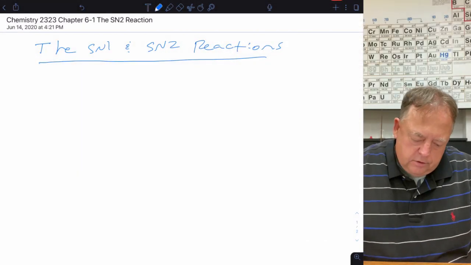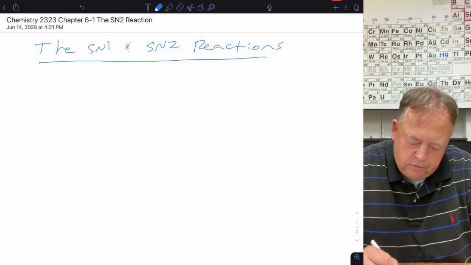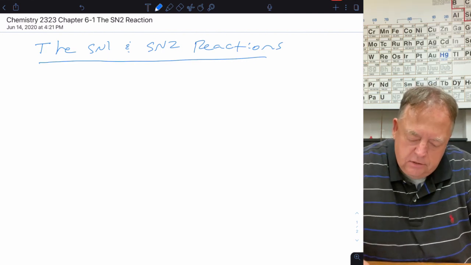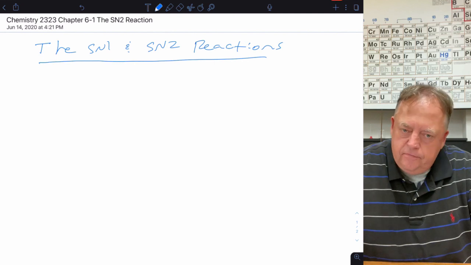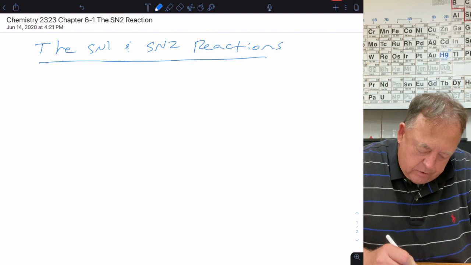Okay, so this will be the first lecture out of chapter 6. This chapter covers what's known as the SN1 and SN2 reactions. So it's a different mechanism for how reactions occur. And so these are reactions of alkyl halides.